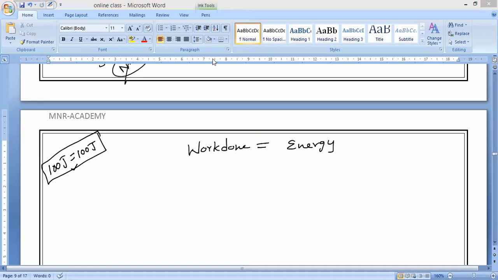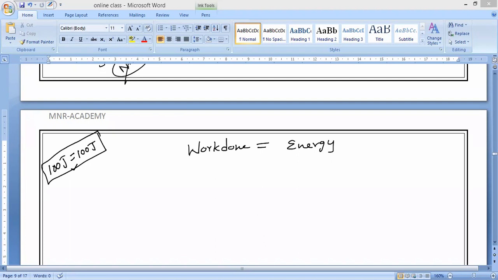So the amount of energy possessed by a body is equal to the amount of work it can do when its energy is released. Whatever energy is released is equal to the amount of work it can do. Do you understand, everyone? That is what you have to remember.